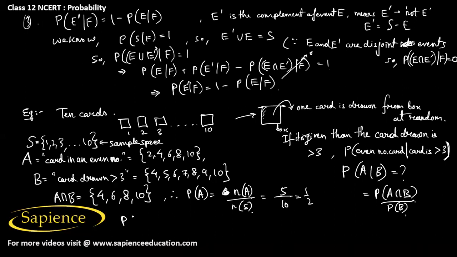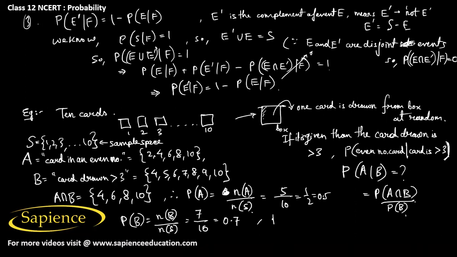Then we have to find the probability of the event B. That will be the number of elements in the set B divided by the number of elements in the set S. The elements are 4 to 10, so that is 7 elements divided by 10, which is 7 by 10. So it is 0.7, and this one is 0.5, we can write.